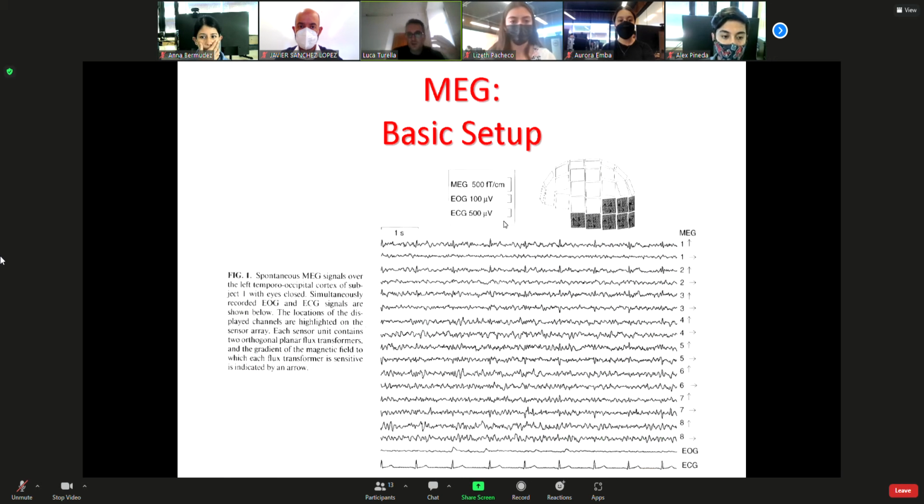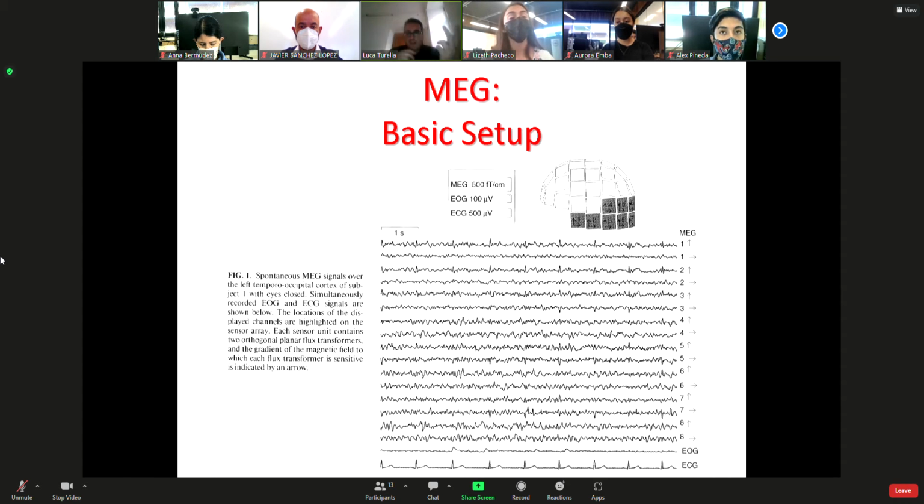In addition to the MEG data, this is another example with fewer sensors, just like 8 sensors of different types. We can collect electrooculogram, so we can put some electrodes on the eyes to control when the person is making a saccadic movement. And we can also collect ECG data.